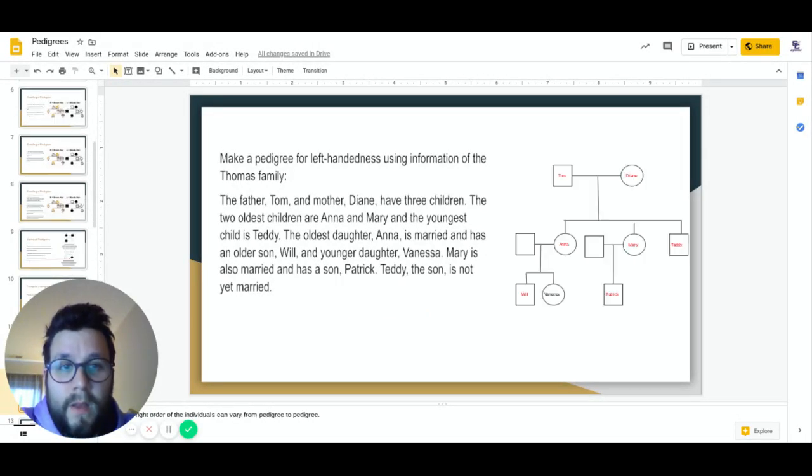So we've got Tom and Diane, who are married. They have 3 kids, Anna, Mary, and Teddy. Anna is married with 2 kids, Will and Vanessa. Mary is married with 1 kid, Patrick, and Teddy is not married.